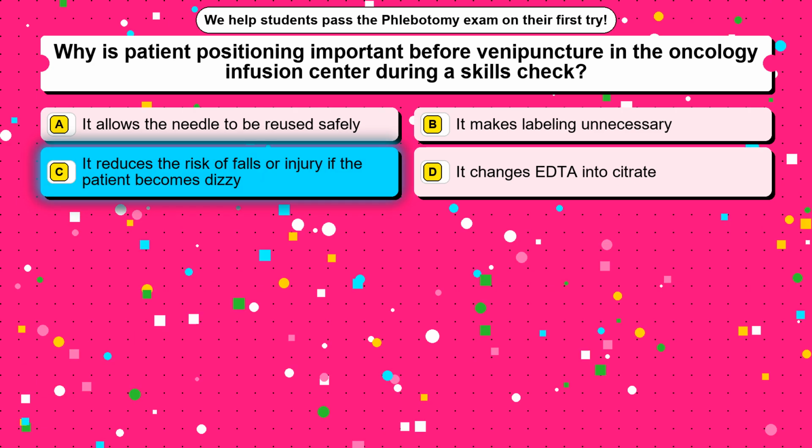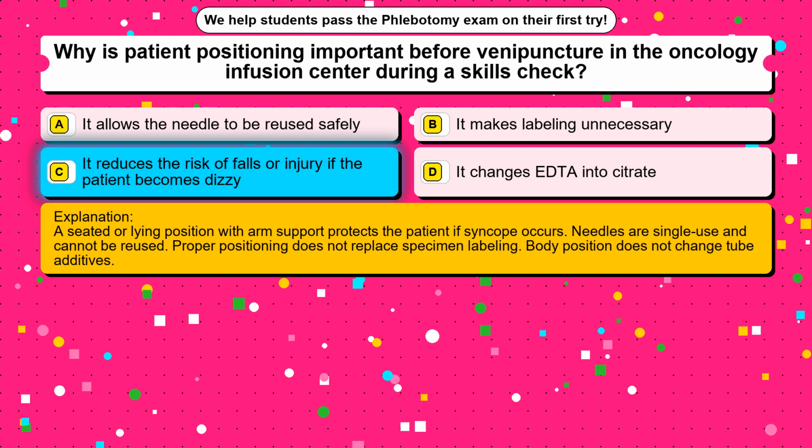The correct answer is option C. It reduces the risk of falls or injury if the patient becomes dizzy. A seated or lying position with arm support protects the patient if syncope occurs. Needles are single-use and cannot be reused. Proper positioning does not replace specimen labeling. Body position does not change tube additives.